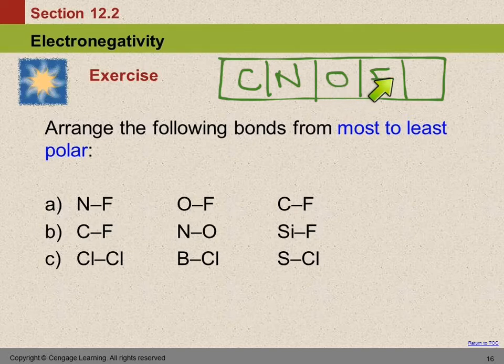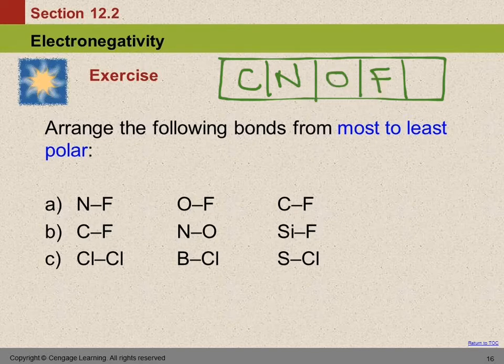Fluorine and oxygen, being right next to each other, are going to have electronegativities that are closer than fluorine and carbon. Because as we go across, electronegativity increases. Because oxygen is closer to fluorine, its electronegativity must be closer to fluorine's electronegativity. So the most polar bond will be between carbon and fluorine. And the least polar will be between oxygen and fluorine.